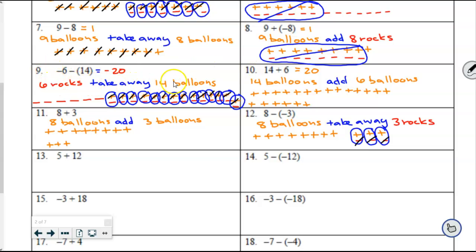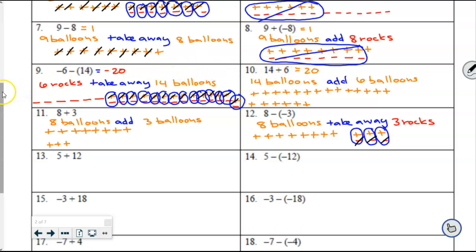Number 9, we have 6 rocks, take away 14 balloons. We go all Dora. Oh no, we don't have enough, right? But we end up with negative 20. Number 10 is just 14 plus 6. 14 balloons add 6 balloons. That's like a 2nd grade level problem, so no issues there. We have 20 balloons. Did you see that they were different?